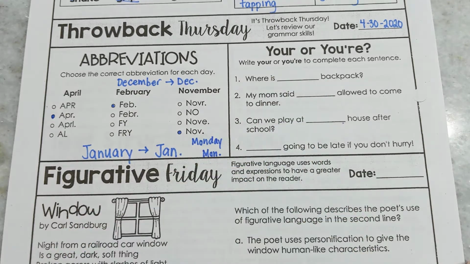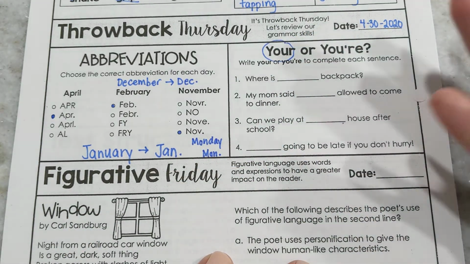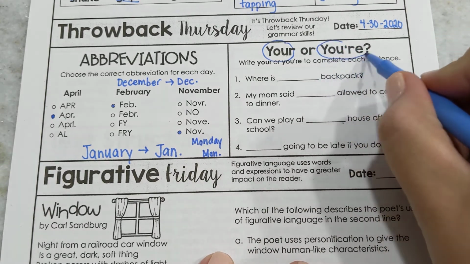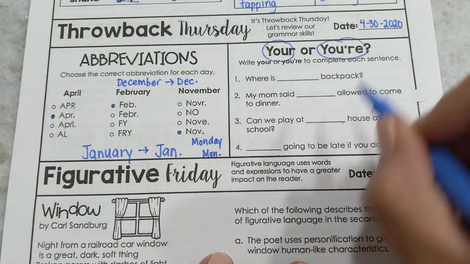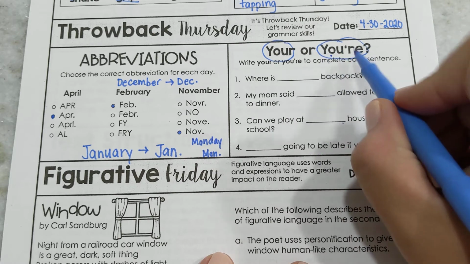Moving over here to your and you're. This your shows possession. This is showing that something belongs to someone. This you're is a contraction. How do I know it's a contraction? It has an apostrophe. This is two words that are being put together. The words are you, are.